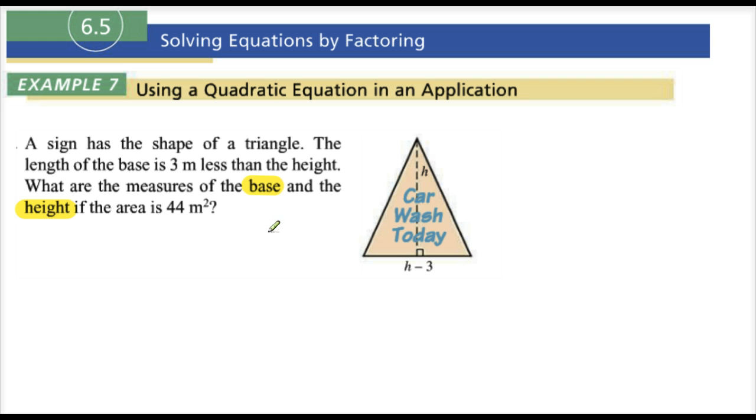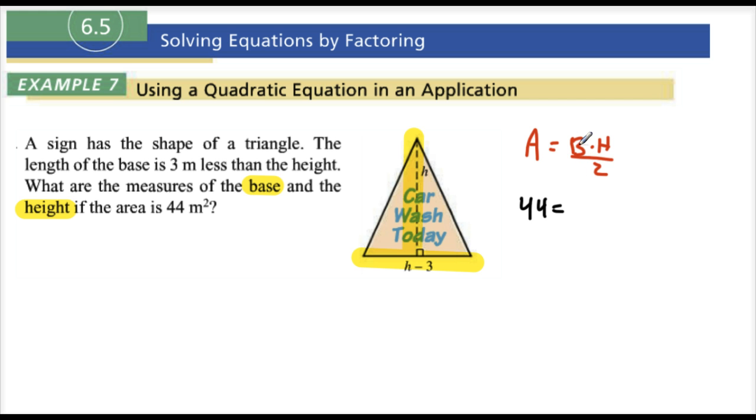So we're trying to find two things: the measure of the base and the measure of the height, if we know that the area is 44 meters squared. All right, triangle, area. We'll probably remember that the area of a triangle is base times height divided by 2, right? And so we're going to use this here. Let's substitute values that we know. Do we know the area of the triangle? Yeah, 44, so I could replace the A with 44.